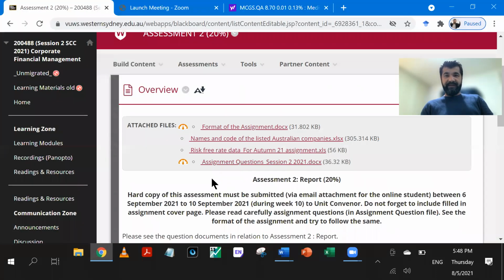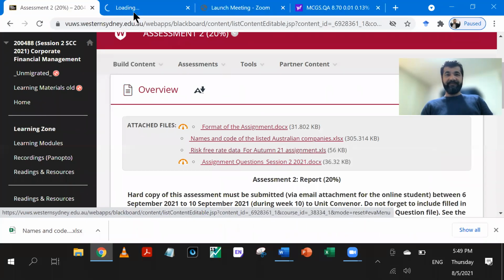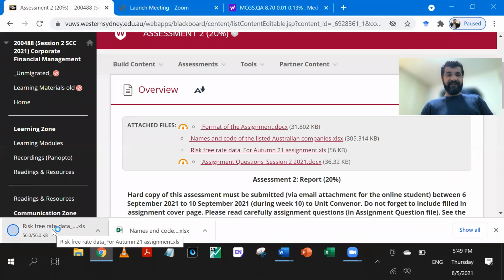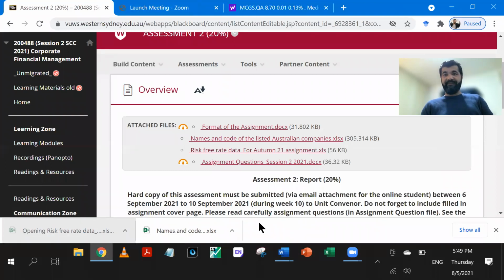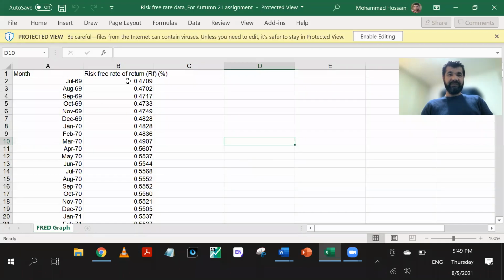There is a list, I believe, of names and codes of listed Australian companies. I didn't click this link when I was looking at the assignment. This is one of the things. For risk-free rate data for the autumn 21 assignment, this is the risk-free data. You can see the risk-free data is also given here. The RF value is in here.